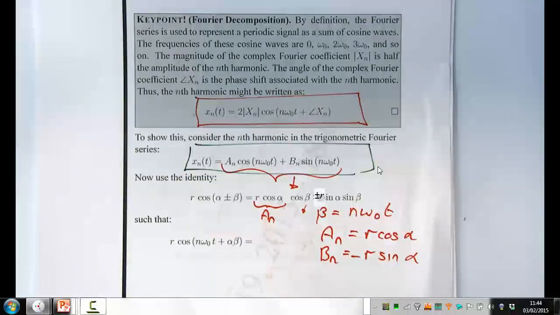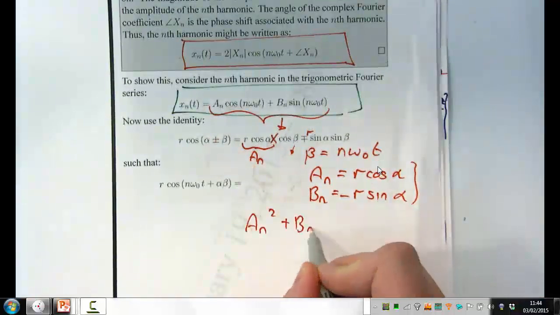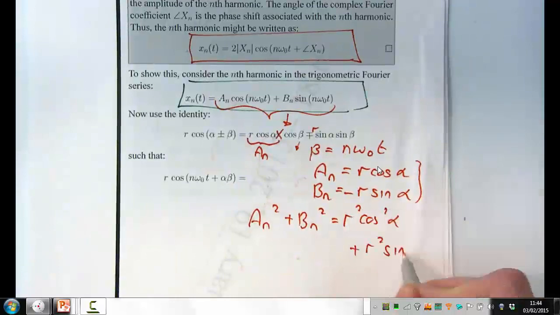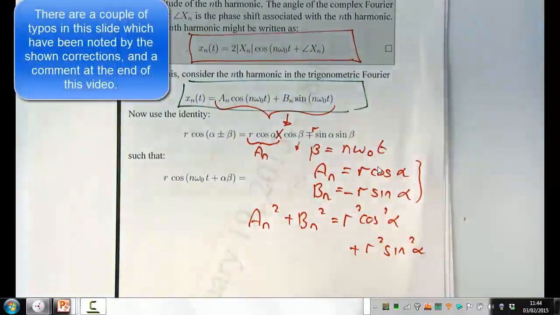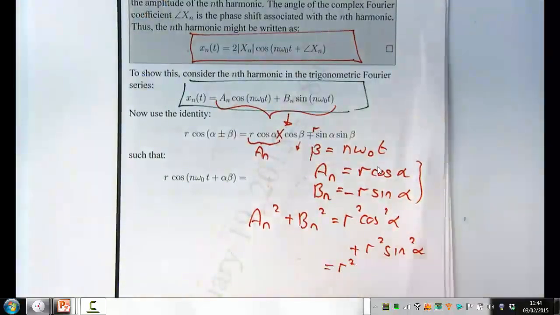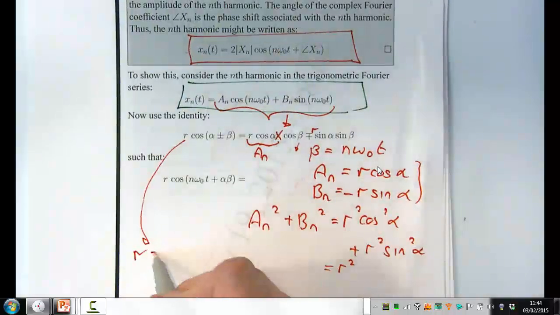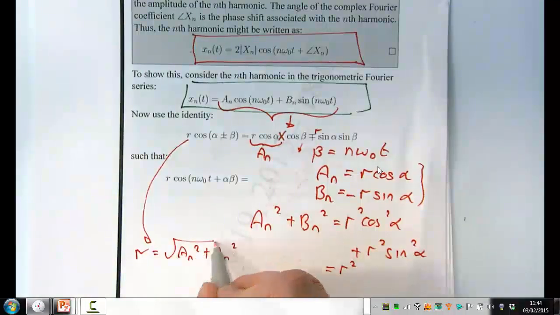So you'll square these two. So if I take an squared plus bn squared, that equals r squared cos squared alpha plus r squared sine squared alpha. And cos squared alpha plus sine squared alpha is just 1. So that just equals r squared. So in fact, the magnitude here, r, is the square root of an squared plus bn squared.